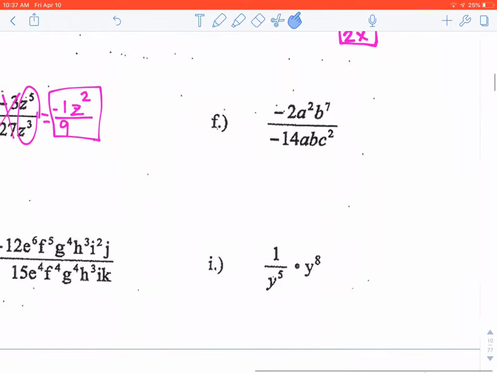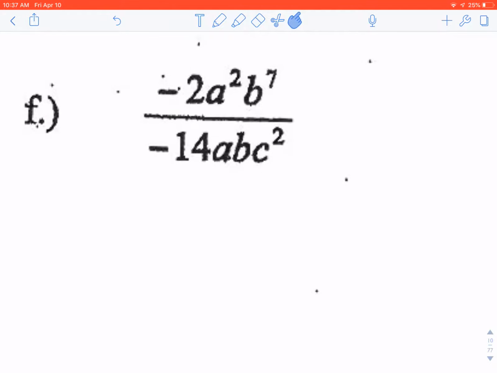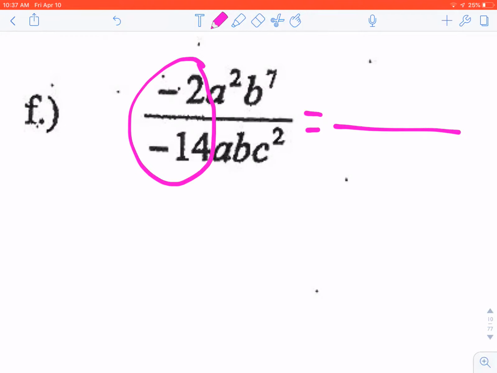Okay, letter F is kind of similar. So I want you guys to pause the video. Go ahead and try letter F before I go over it. Okay, so hopefully you did this where you typed in your calculator -2 divided by -14. You end up with +1/7.